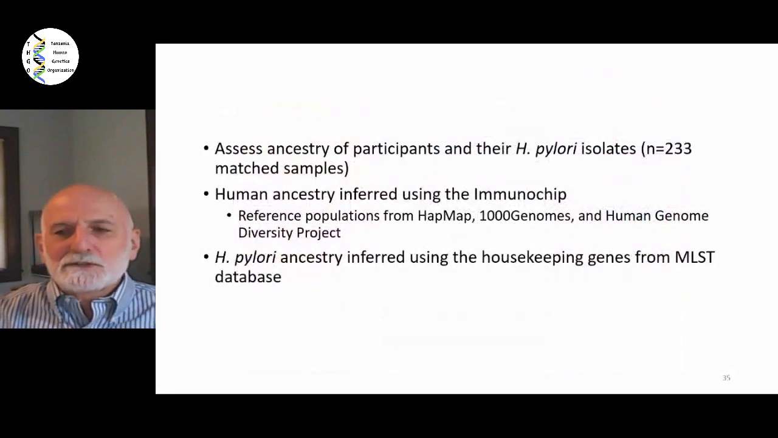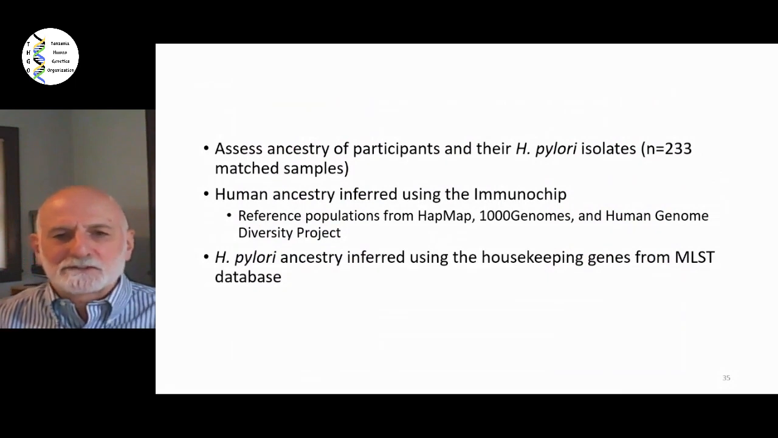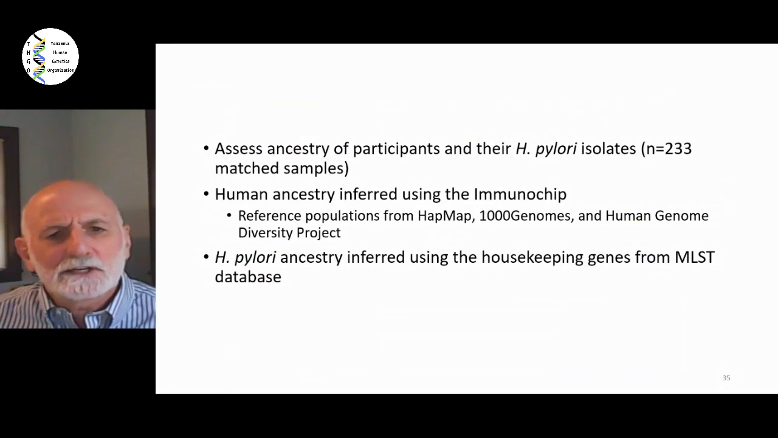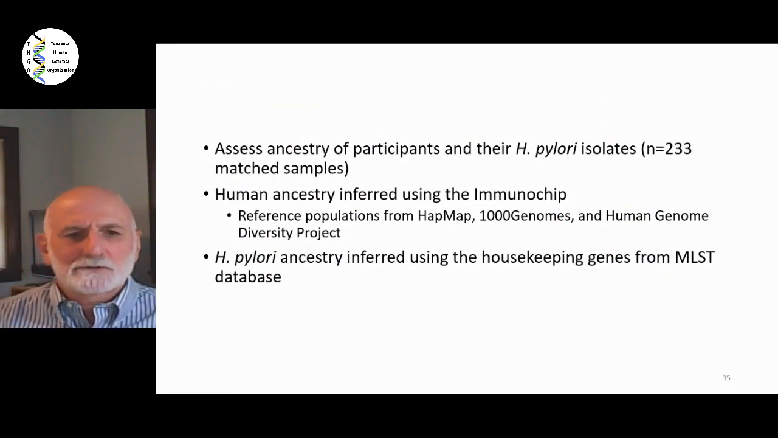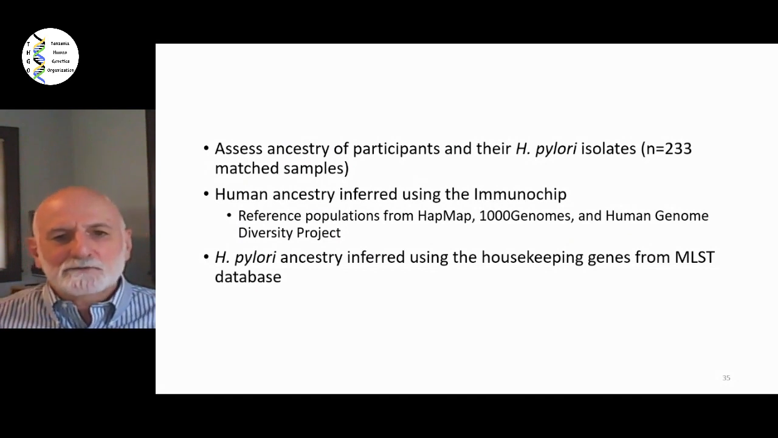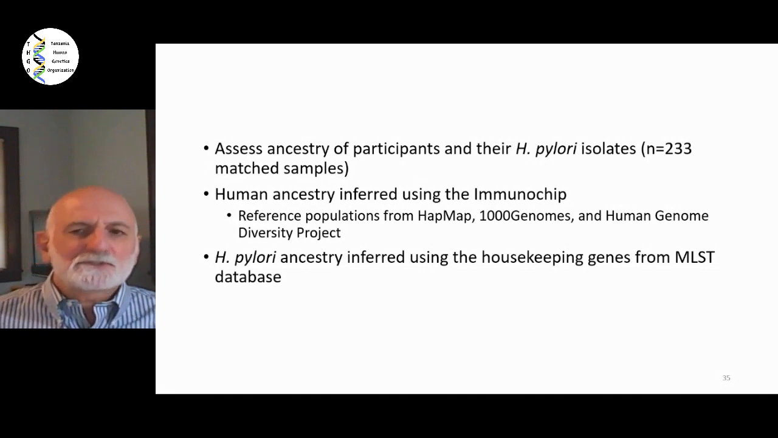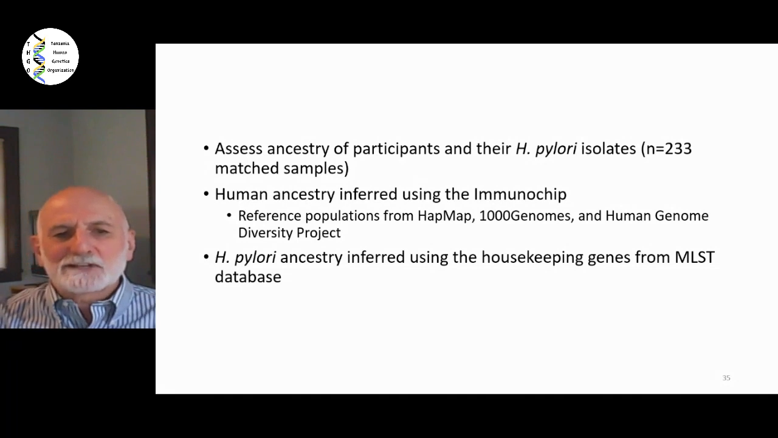So what we did is we used chip data for humans. At this point, the immunochip was about 200,000 SNPs. We also did a GWAS, and we presented that separately. But in fact, we isolated paired samples from 233 people. We inferred ancestry using the immunochip and STRUCTURE, and then we used the sequencing that I showed earlier, the MLST, looking at the ancestry of the H. pylori.